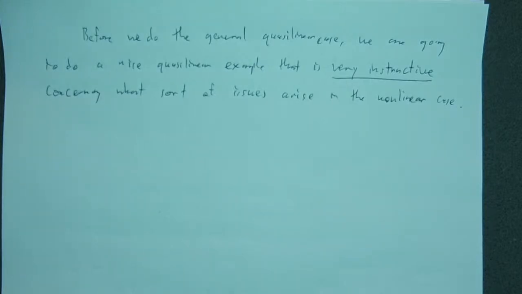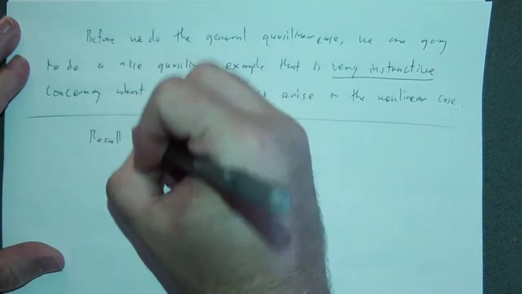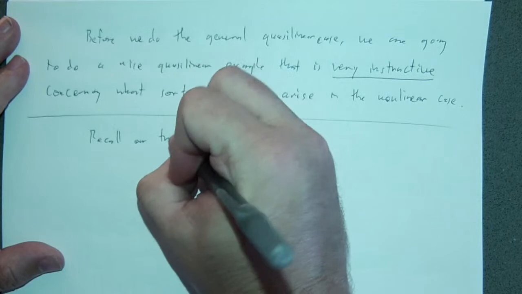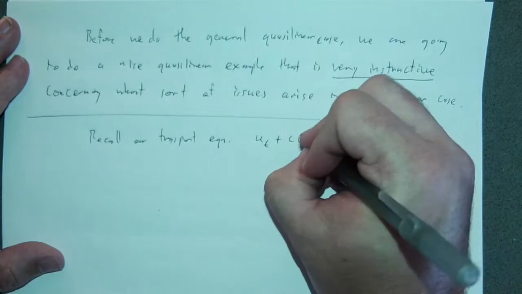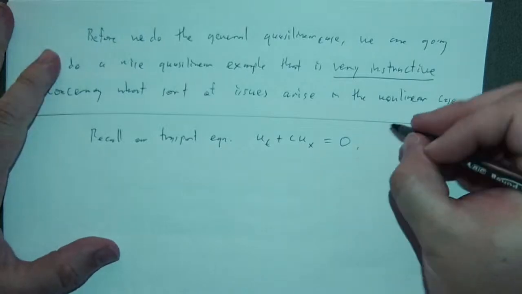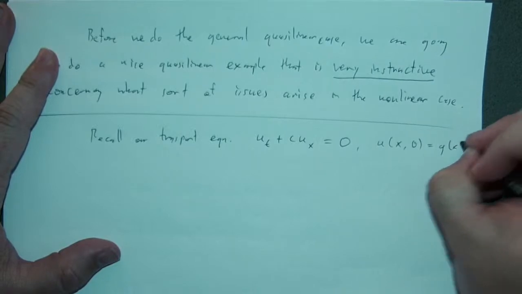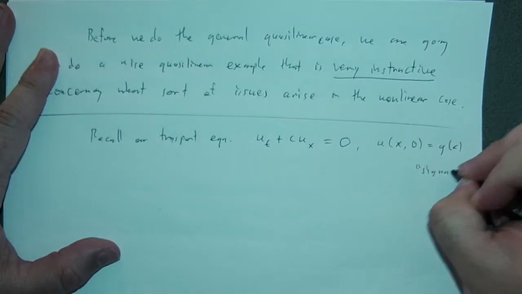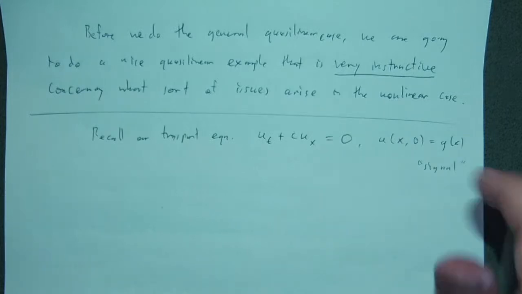So, first of all, let's go back to our transport equation. So recall our transport equation. Just the simplest one with constant speed. There it is. Say that we have specified this initial signal, right? That's how we thought of this. Now, what is it that this looked like? Recall the profiles.